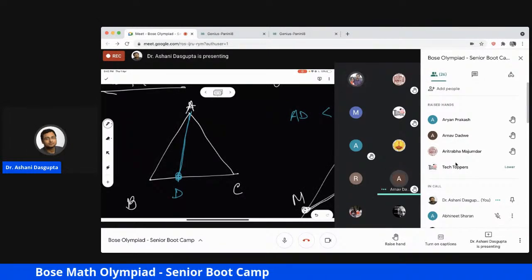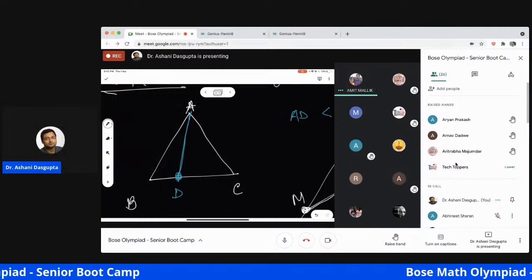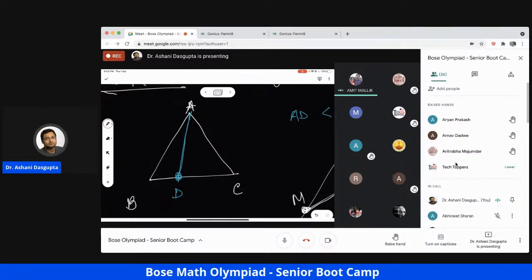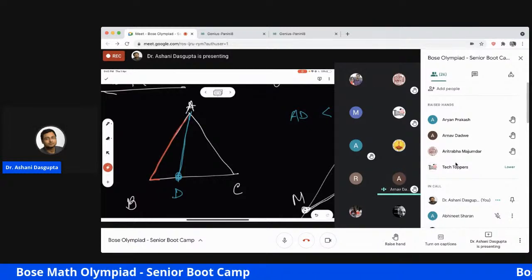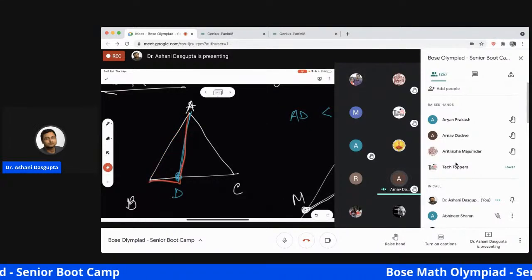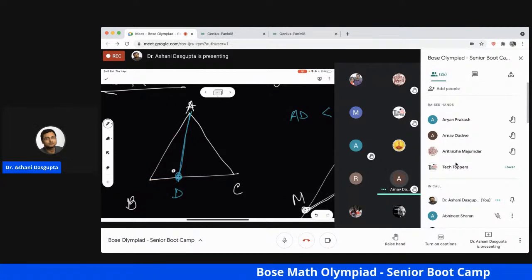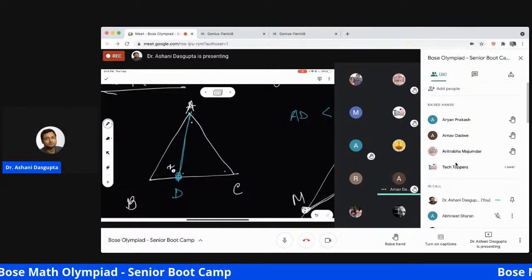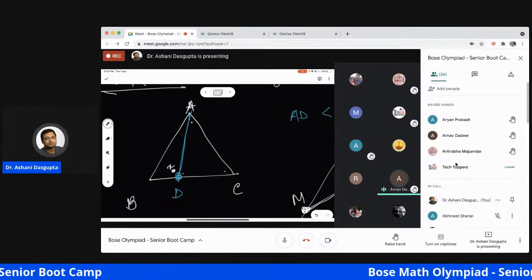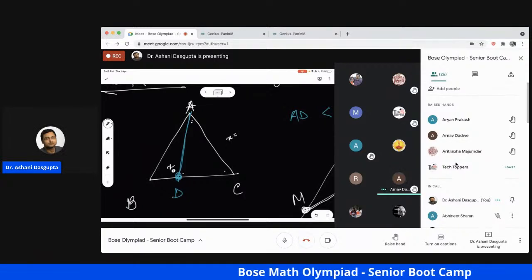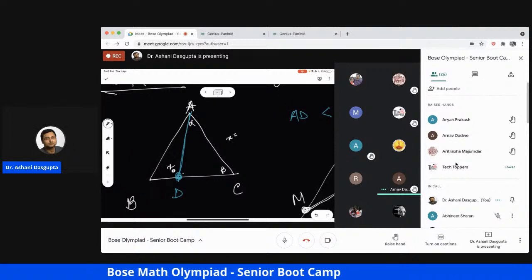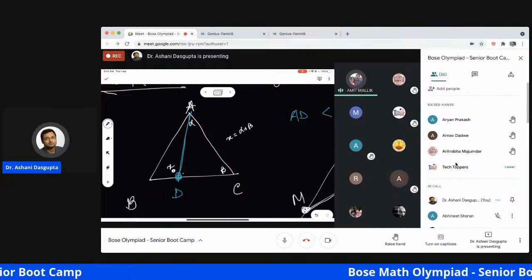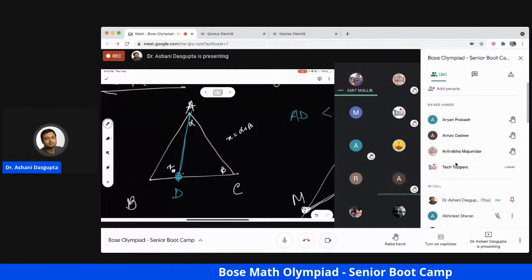Sir, the angle ABD is the exterior angle of the triangle ADC. This is X, the exterior angle of this triangle. Yeah, of course. So X will be equal to the interior angles A plus C. Let's call them alpha and beta. So X is equal to alpha plus beta. So X, alpha, and beta are the angles. Yes. Go ahead.